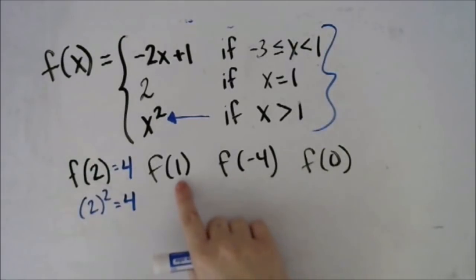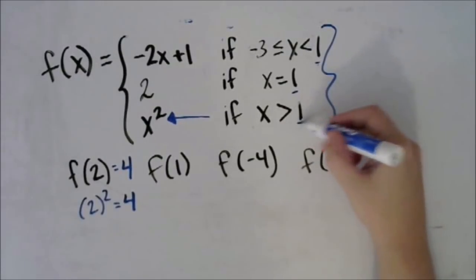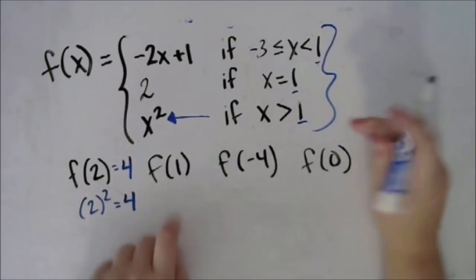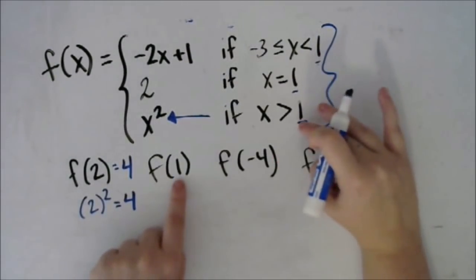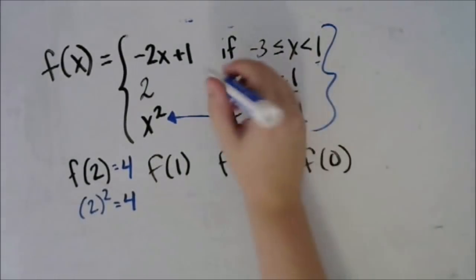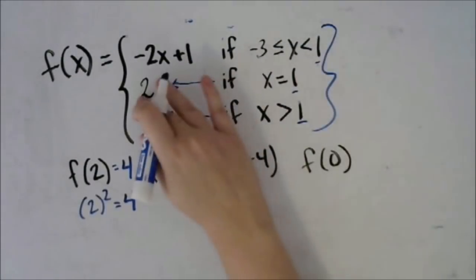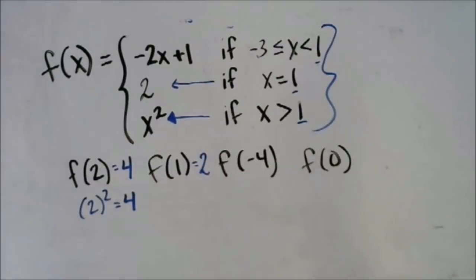Now we need to find 1 in our domain. And 1 is a little bit trickier than 2 because you see a 1 here, a 1 here, and a 1 here. And the difference is between exclusive and inclusive. So for example, 1 is not less than 1. 1 is not greater than 1. 1 is equal to 1, which means we're going to be using this function here. If x equals 1, the function is equal to 2, which means we can say that f of 1 is equal to 2.